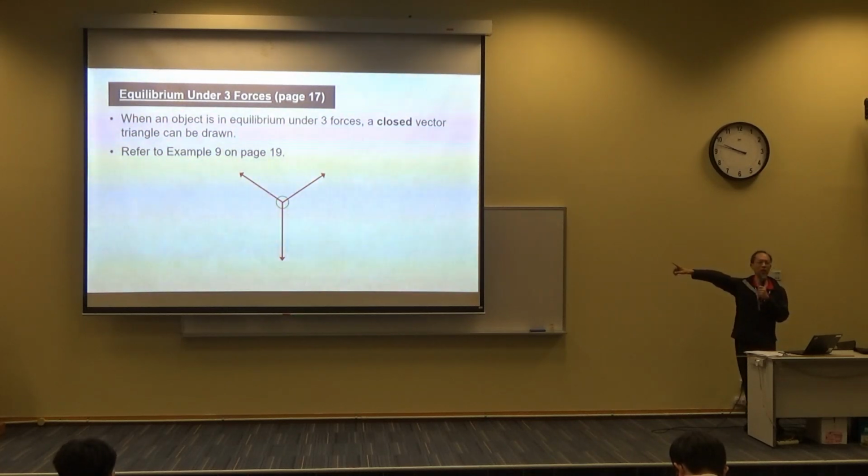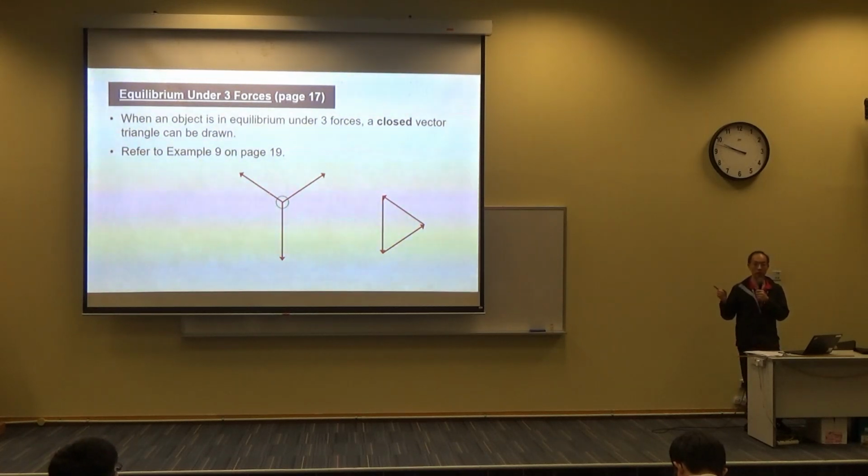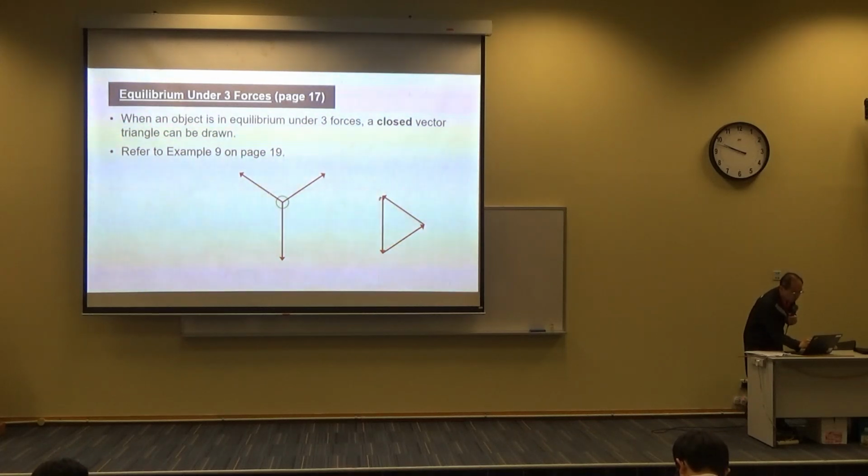Now, in your notes, you will have this diagram where this is an object. The green object has three forces acting on it. Now, if it's in equilibrium, I can then make it into a closed vector triangle. What is the meaning of closed vector triangle? You start anywhere. Suppose I start here, so I take this point. I follow the direction of the vector. It goes down, goes up, goes up. We will go back to the same point.